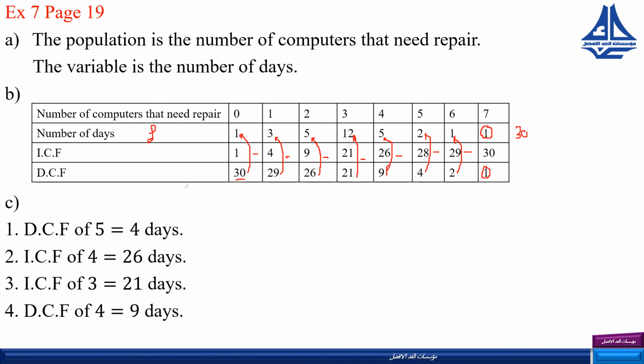When we use at most or less than, we look at the increasing cumulative frequency. When we use more than or at least, we look at the decreasing cumulative frequency.